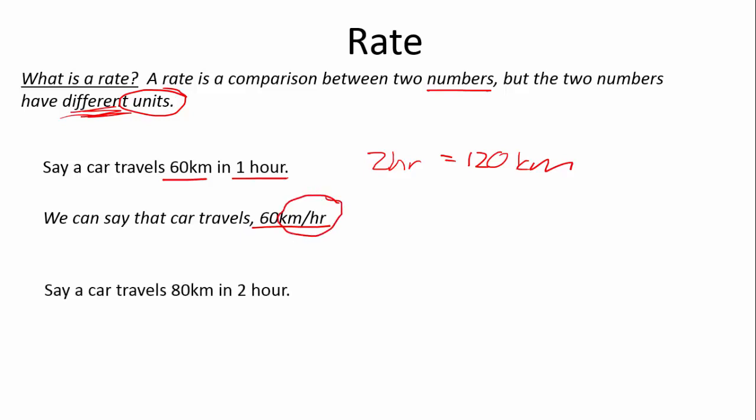Okay, let's say now a car travels 80 kilometers in 2 hours. We can say that the car travels 40 kilometers per hour, because in each of those hours, it probably averaged 40 k's. Even if the 1 hour was 41 and the other hour was 39 k's an hour.